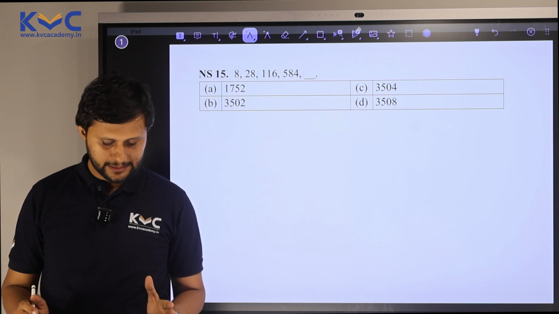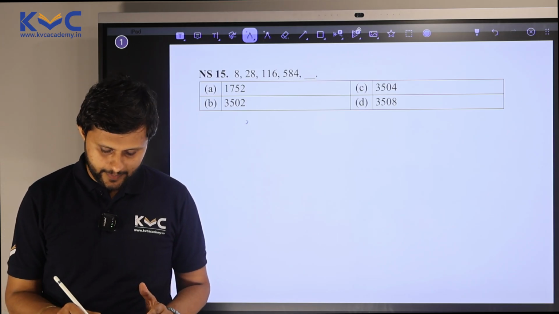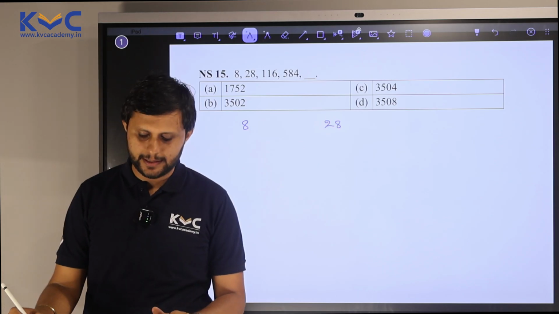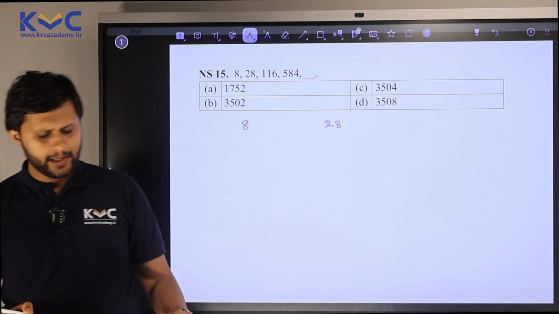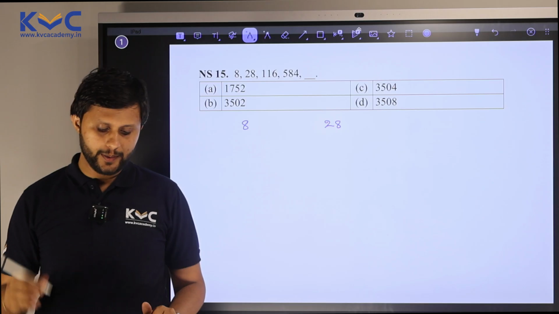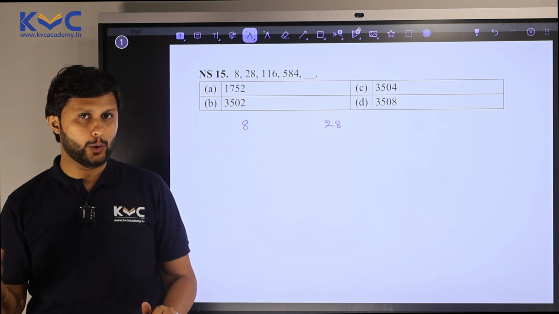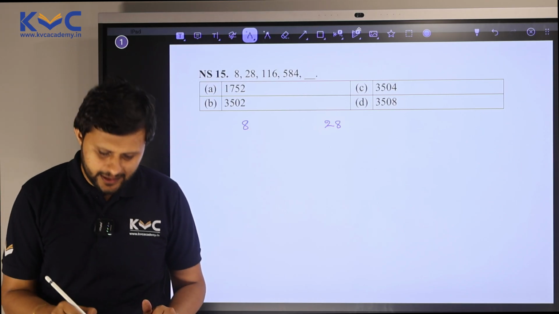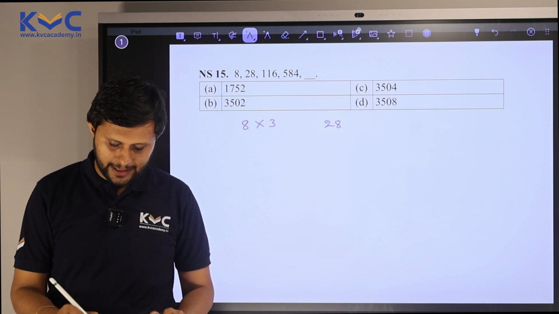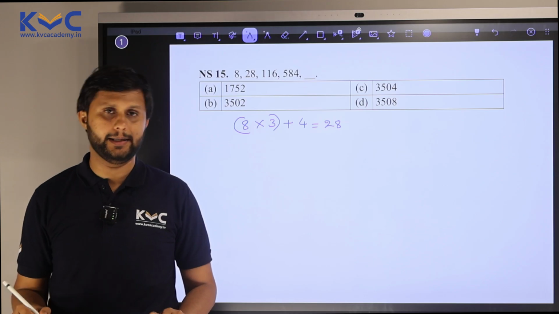We have 8, then we have 28. Correct? So we have 8 and we have 28. Some connection is required, some multiplication is there for sure. Either we'll have to multiply with 3, which is 24, or we have to multiply with the next number, that is 8 into 4 and then minus something. Okay, let's try with this first. 8 into 3, 24, and then we have plus 4, which is equal to 28.